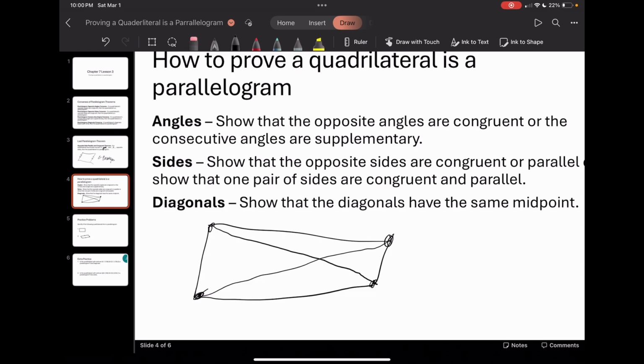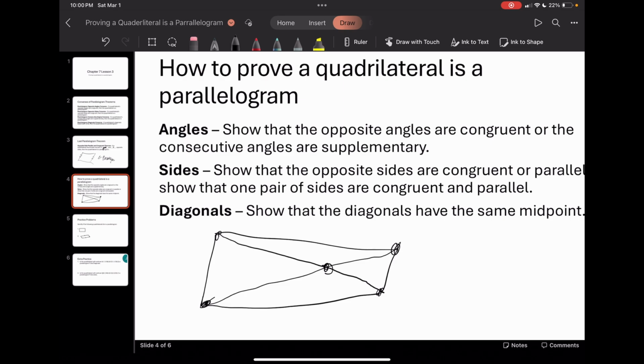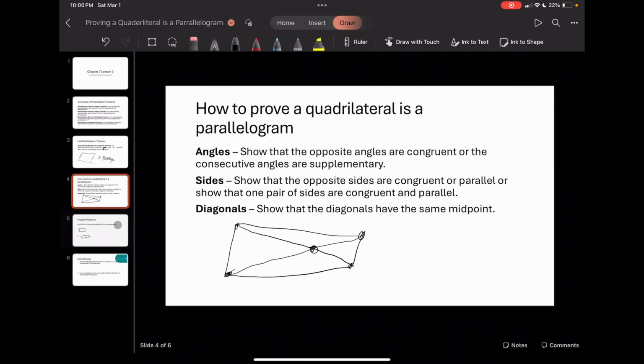For these to have the same midpoint, they have to meet up at their midpoints. They both cross the same point, and at their midpoint, it splits. Remember, a midpoint splits the segment into two congruent parts. So that means they bisect each other.